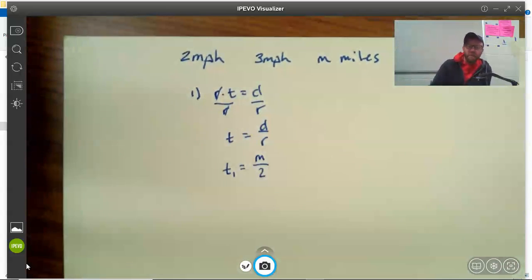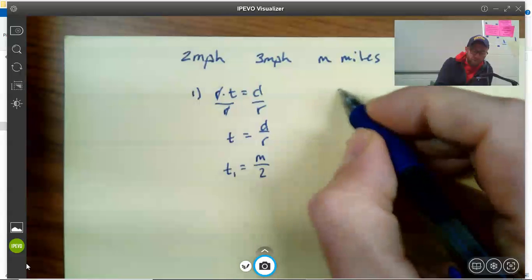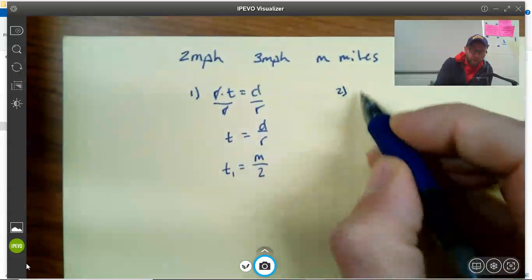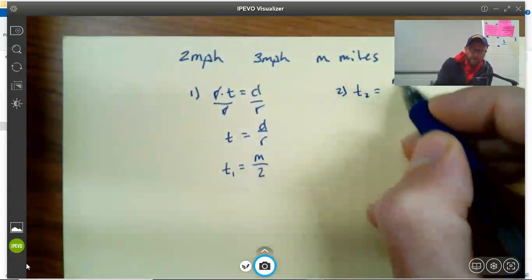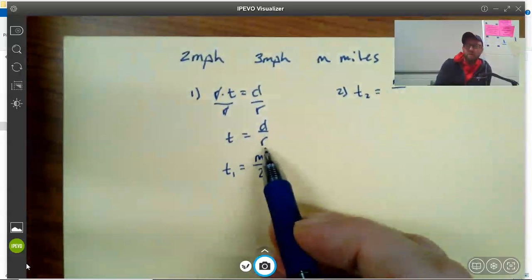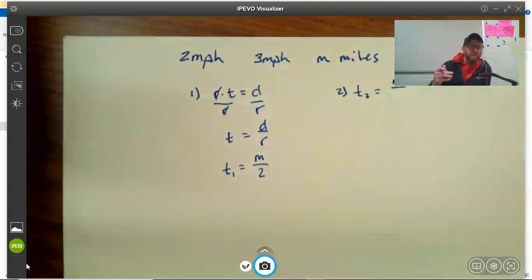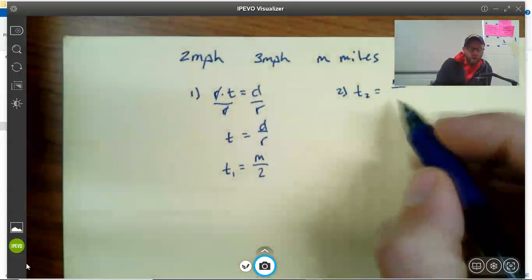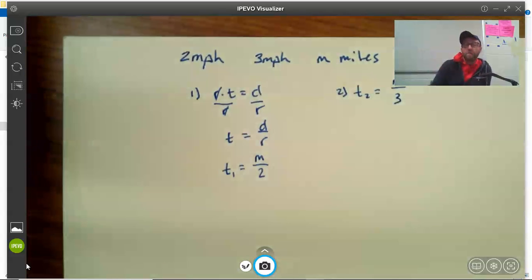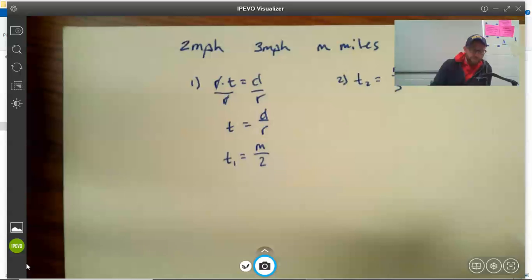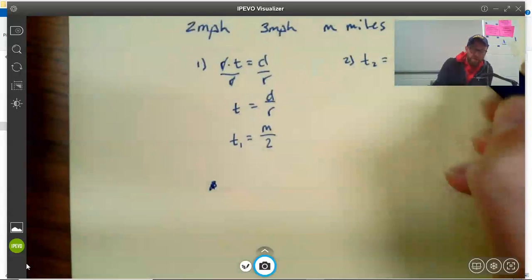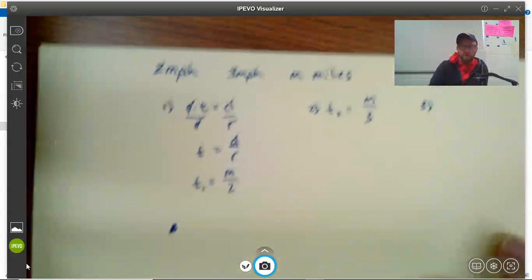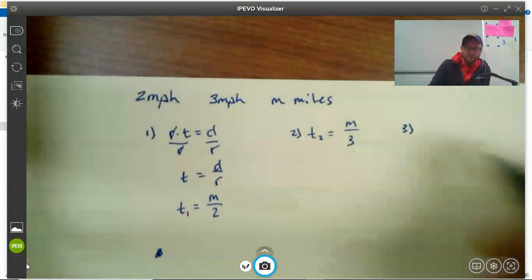So on the way back, he's going faster. So time 2 is equal to, it's the same distance back, right? So it's still distance over rate, and the distance is the same because he's just coming back from where he went to. But this time, it's over a rate of 3 miles per hour. So time 2 is m over 3. For our total time, we just have to add those together.